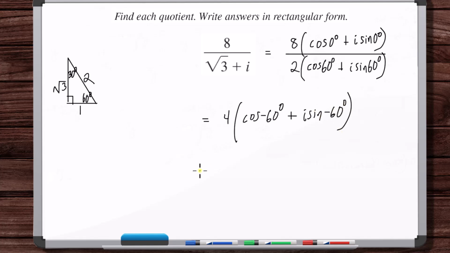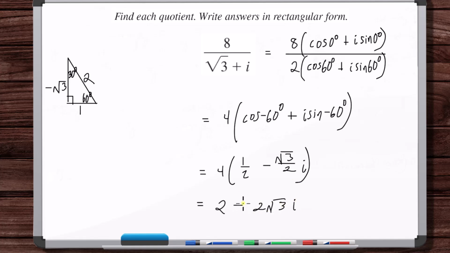Now, cosine of minus 60 is going to be just positive 1/2. But sine of minus 60 is going to be negative in that case. So minus root 3 over 2. Okay, so 2 minus 2 root 3 i. There we go.